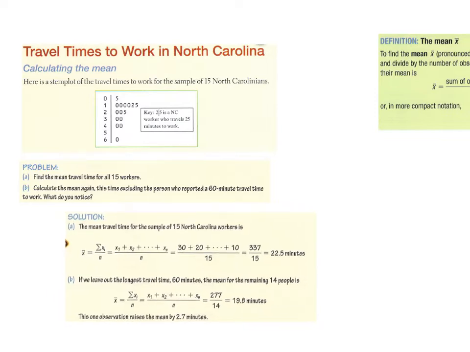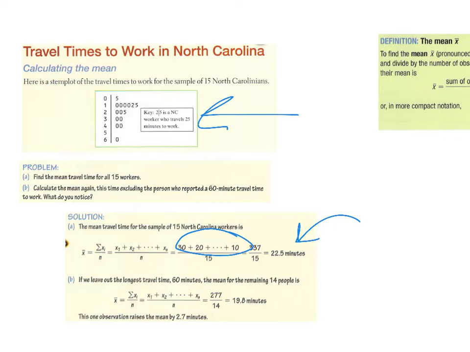Remember, you've got all of your data points coming from your stem plot. I've got my key right there. So I have data points of 5, 10, 10, 10, 10, 12, 15, 20, 20, 25, 30, 30, 40, 40, and 60. I'm going to add all of those data points up and divide by 15. And so I get my mean travel time is 22.5 minutes.